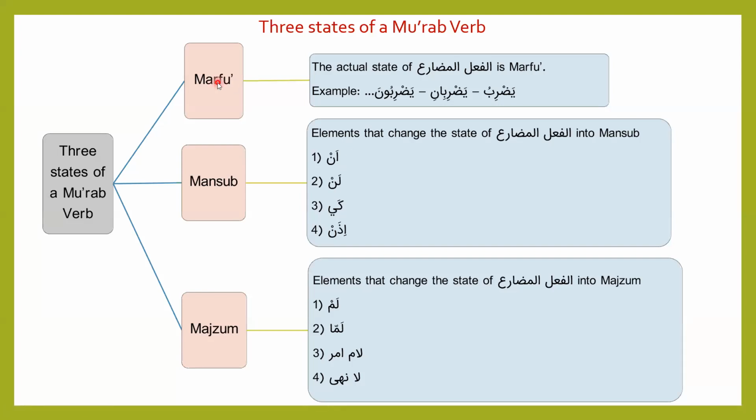So marfu we have already done for fi'l mudari. The actual state of fi'l mudari is marfu. We have already done all these sighas. Lam and lamma, we did that almost 2 chapters ago. So tonight we have done lan. So alhamdulillah, marfu, mansub and majzoom, you know how the state is changing. Now, if an comes before fi'l mudari, the change at the end will remain the same. So the difference will be only in the meaning.